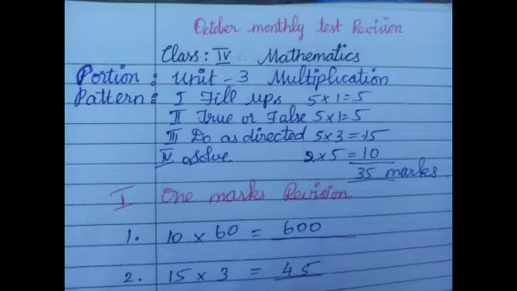Okay, children. So for this monthly test we have the portion of unit 3. Unit 3 is multiplication. So the pattern is, the first one is fill in the blanks, 5 marks, true or false, 5 marks, do as directed, 5 questions, 3 marks, and it is 15 marks. So next one is solve word problems. We are going to attend 2 word problems. Each carries 5 marks. Totally we have 35 marks.